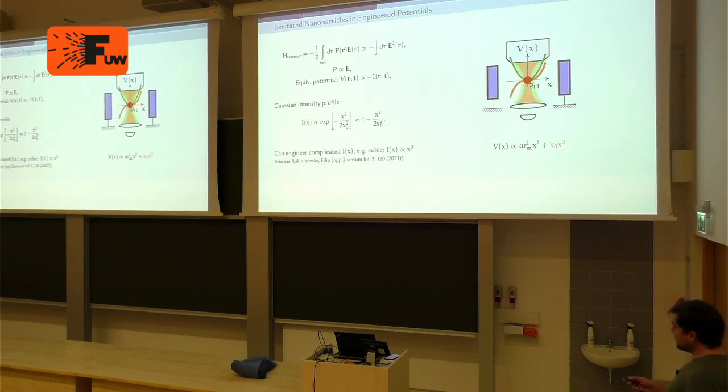If we go further and if we somehow manage to engineer more complex intensity profiles, then we can go beyond this quadratic potential and we can think of generating nonlinear potentials. For instance, such as a cubic potential. This has been done at the classical level by the people from Brno.